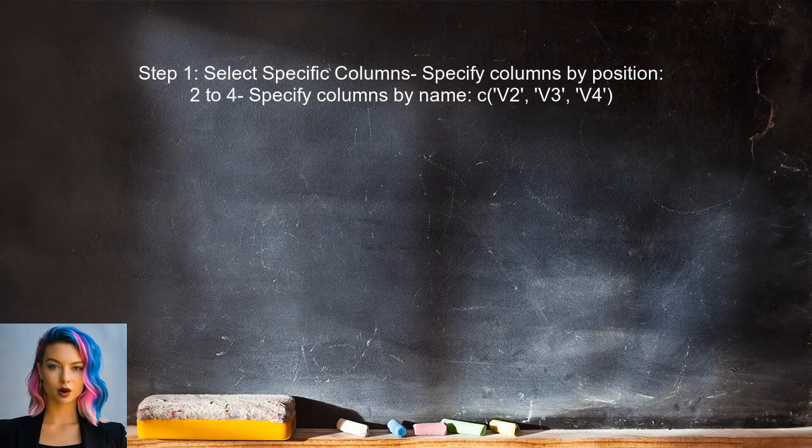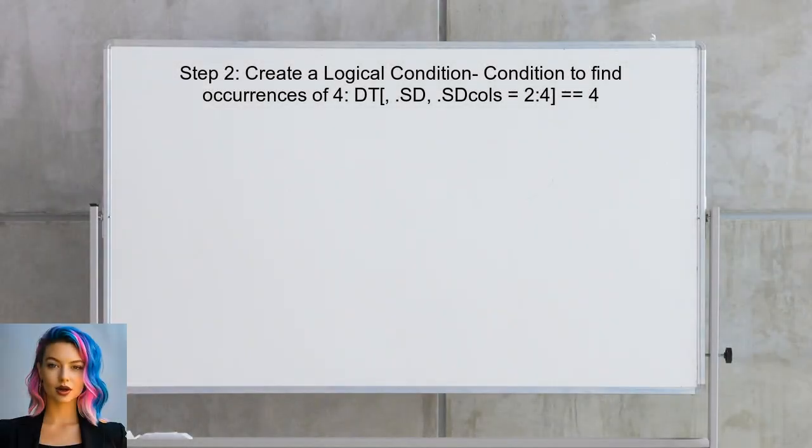To replace occurrences of a number in specific columns of a data table, the user can start by selecting the columns they want to modify. This can be done by specifying the column positions or names.